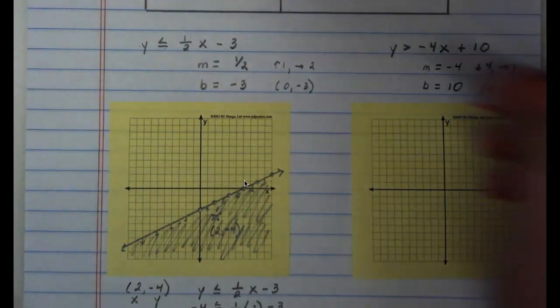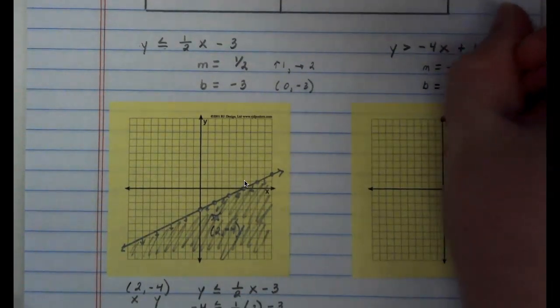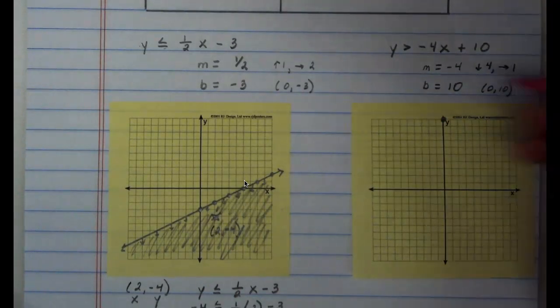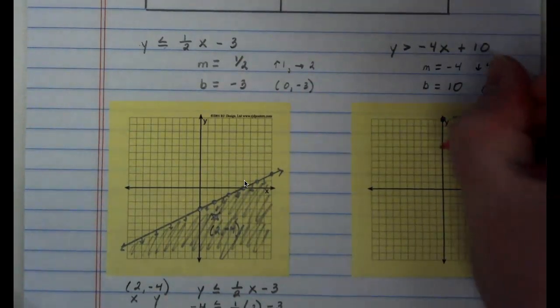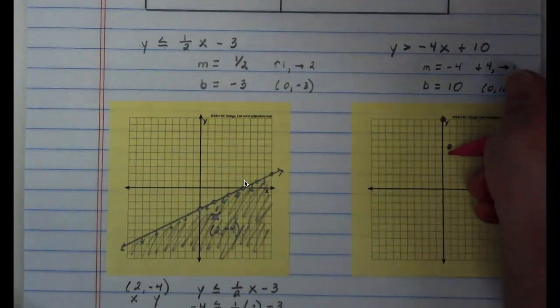So 0, 10 I would plot right here. And I'm going to go down 4, 1, 2, 3, 4, over 1. Down 1, 2, 3, 4, over 1. Down 1, 2, 3, 4, over 1.